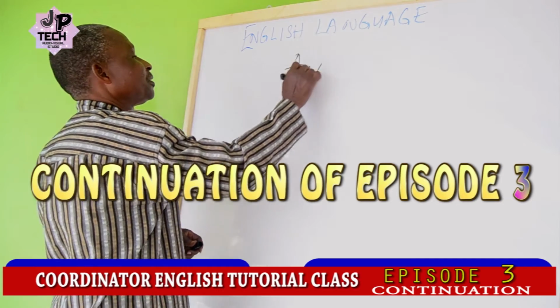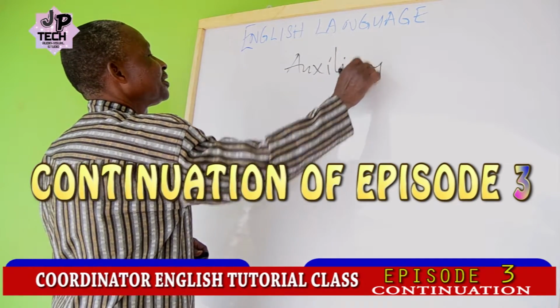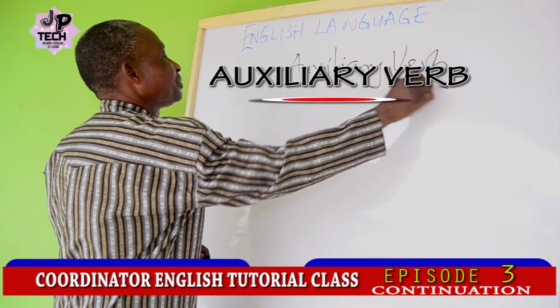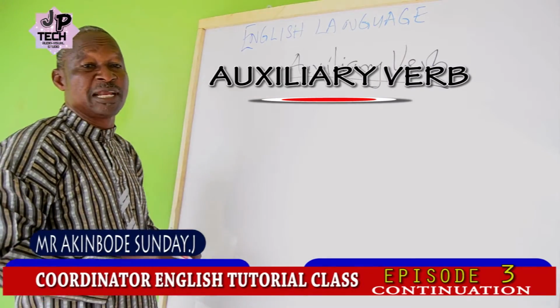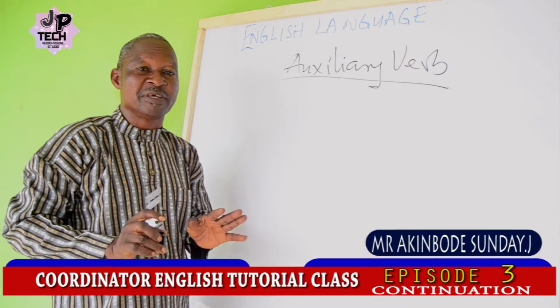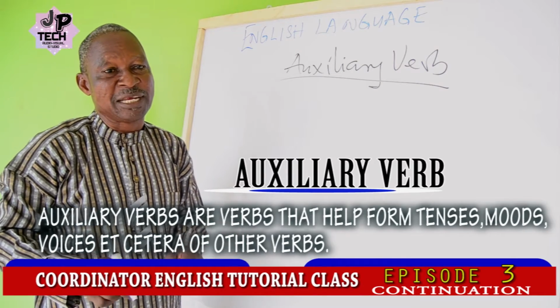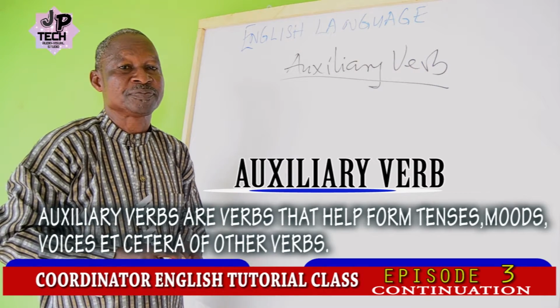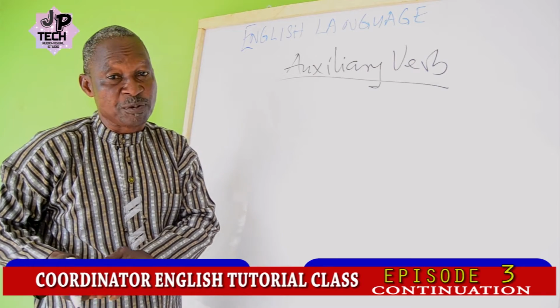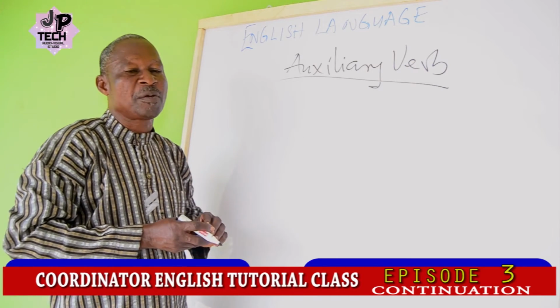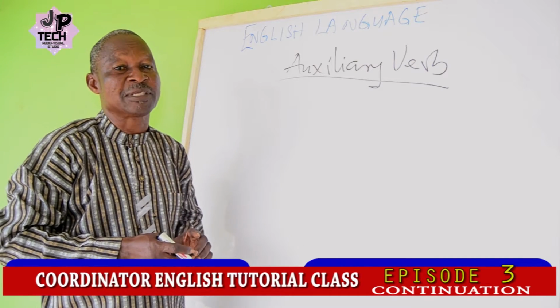Auxiliary verb. An auxiliary verb is a verb that helps another verb, especially participles, whether present participle or past participle. That's an auxiliary verb.